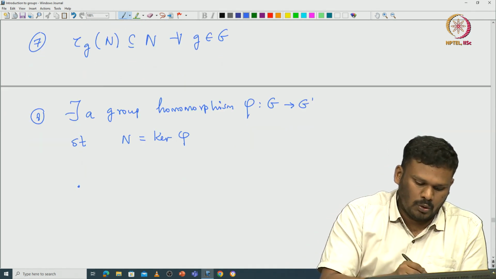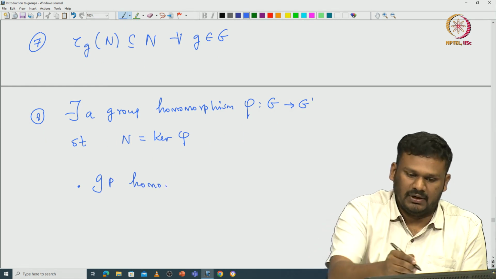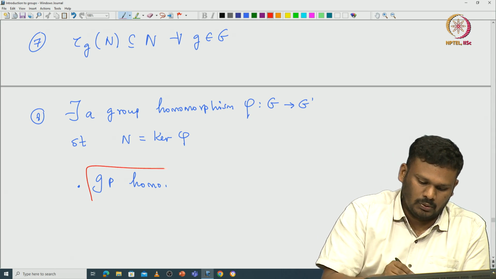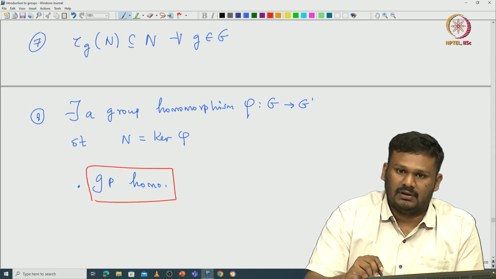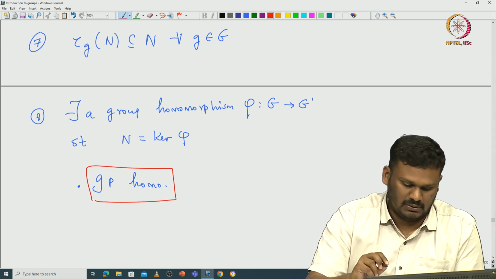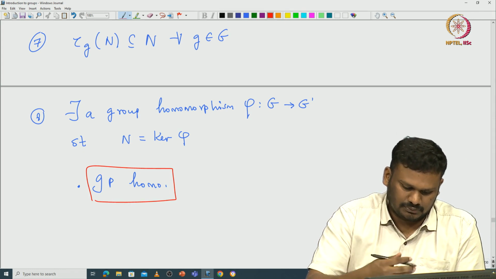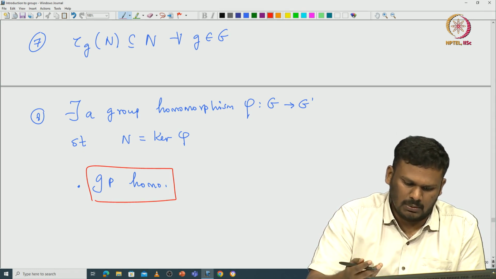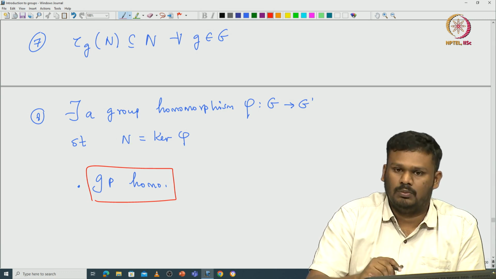Let me explain two things here. One is the group homomorphism. I waited till this normal subgroup because group homomorphisms are well connected with the normal subgroups. Indeed, normal subgroups naturally arise from group homomorphisms.